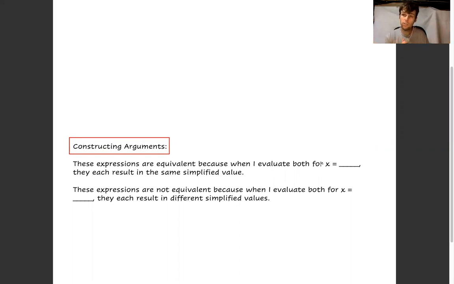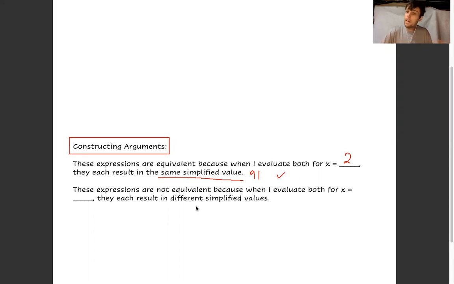This is what a good constructing arguments answer would look like if we were asked, explain how you know that these expressions are equivalent or not equivalent. Well, we evaluated both of these expressions for x equals 2, and we found that they resulted in the same simplified value, right? We got 91 for both of them. So this would be an excellent constructing arguments example, with the additional provided work where we see what the expressions actually came out to be.